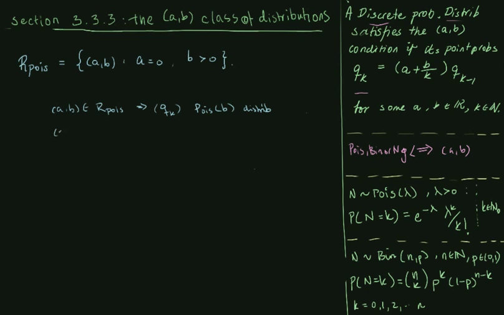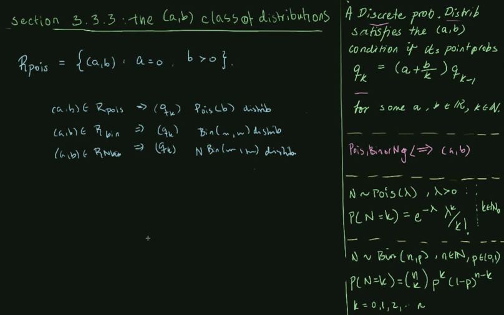We want to show that if A and B lie inside the AB region for the binomial distribution, then this will necessarily imply that QK are point probabilities in the binomial distribution with certain parameter values that we will establish later on, and that if they lie in the AB region for the negative binomial distribution, then the QK that we get from our recurrence relation are the point probabilities in a negative binomial distribution with certain parameter values that we will establish later on.